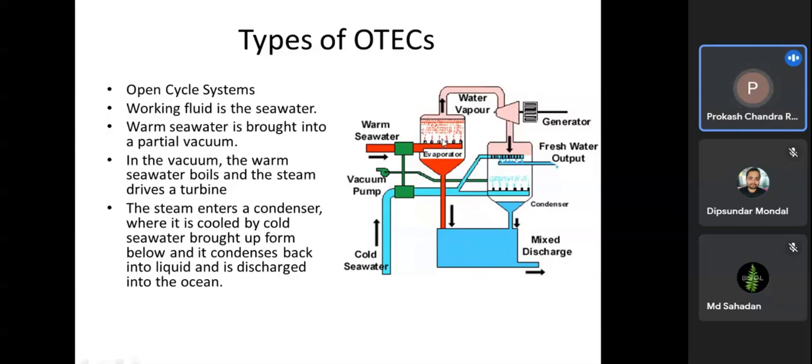The water will pass through the bottom and steam will go up, and this steam will pass through this turbine to produce shaft work as well as electricity, and this is the condenser. So this is the open cycle. So we try to draw the figure and explain how it works in the open cycle.